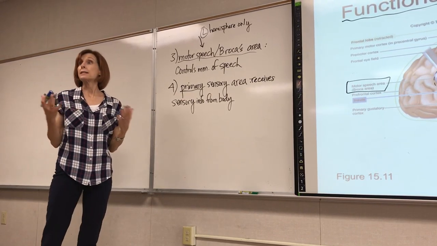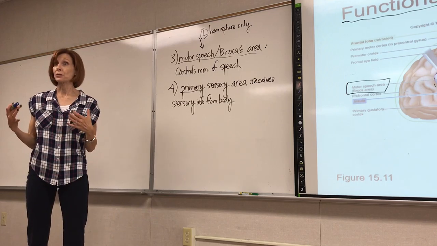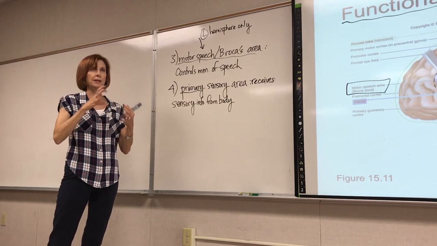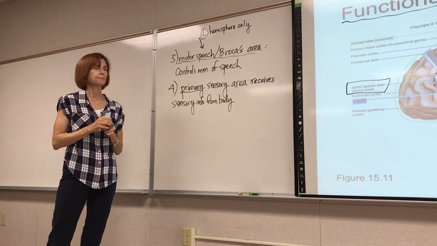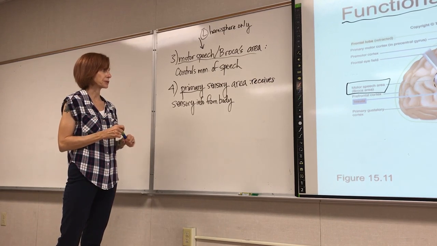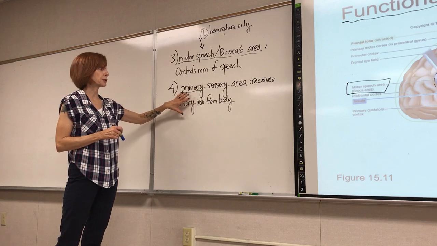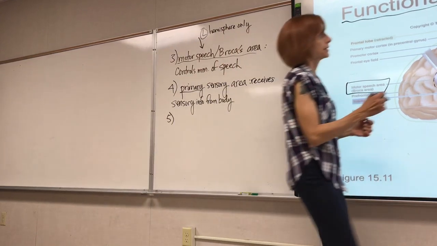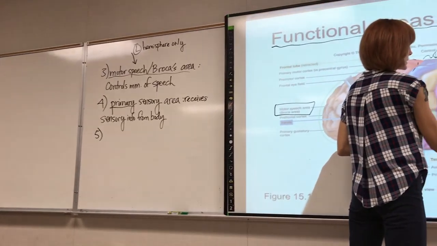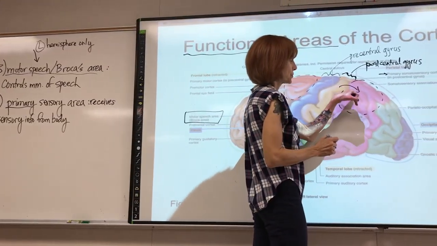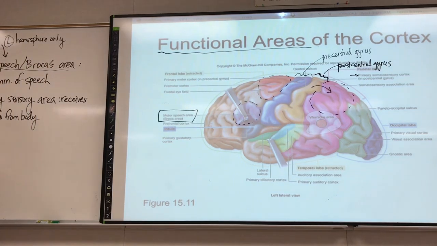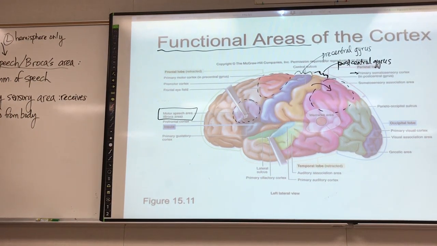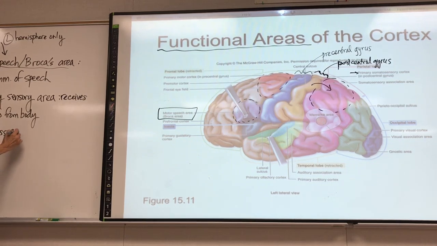That type of information is also called proprioception, knowing the position of the body parts and knowing how the body is moving, which is a specific type of sensory information. So all of that information travels to this area, and then it's going to go from here into the sensory association area, which is just behind the primary area. So this is called the somatosensory or just sensory association area.